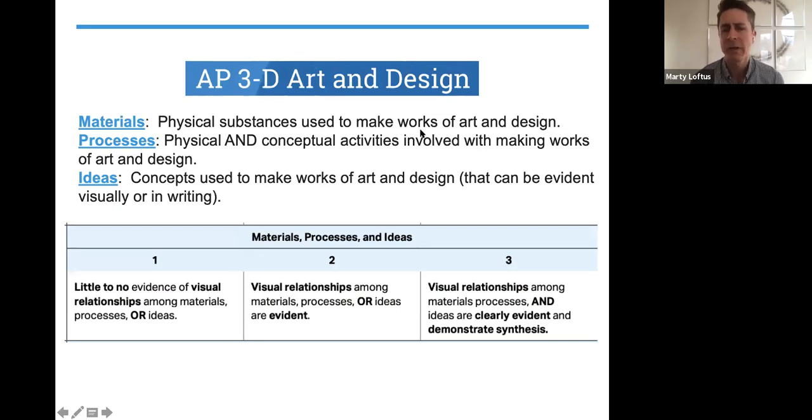So here again at the top of the rubric, we really want to focus on looking at those visual relationships. And I think that term is so important as we look at more of the work along the line here, the visual relationships among materials, processes, and ideas. It's these connections that are clearly evident and demonstrate synthesis.